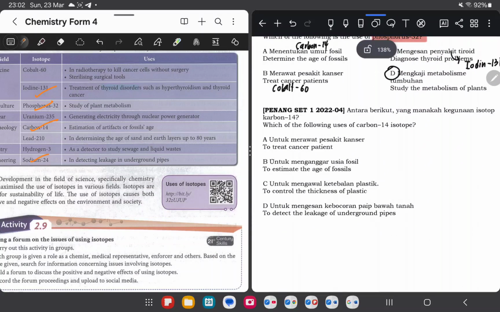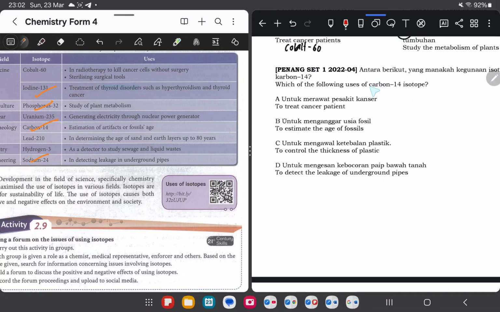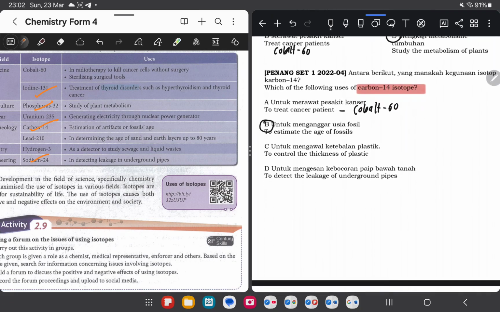Then which of the following is the use of carbon 14 atoms? Carbon 14 is to determine the age of fossils, something about fossils. So the answer is B. For A, to detect cancer patients, sorry, to treat cancer patients, we use cobalt 60. I always write like this, easier. To control the thickness of plastic. Oh, we learned about the thickness of plastic.